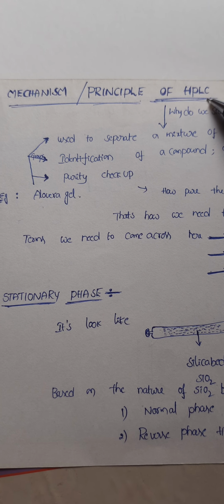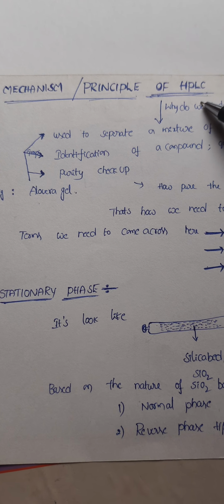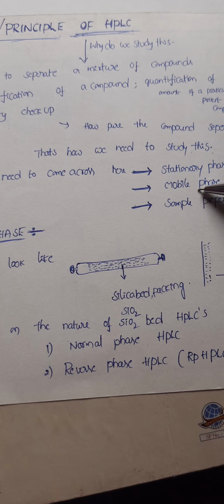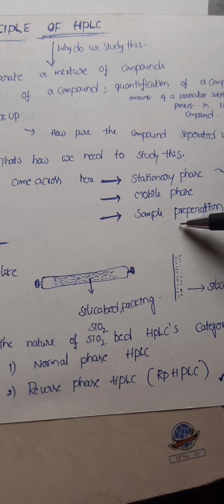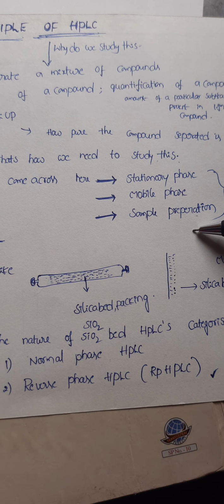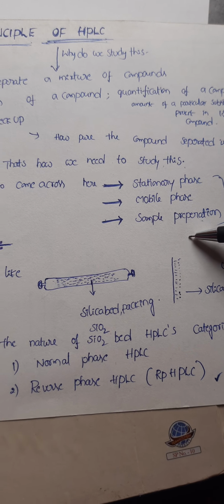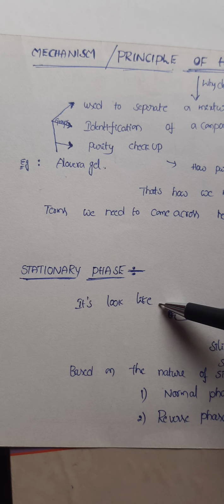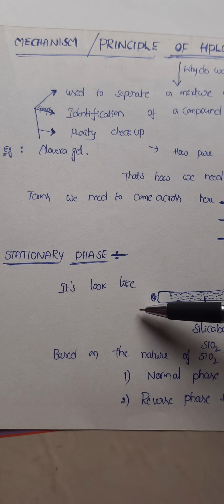high performance liquid chromatography. The terms we come across here are the stationary phase, mobile phase, and the sample preparation. By the aid of these three, the compounds get separated, which is simply said to be the mechanism of this particular technique. Right, yes, coming to the stationary phase. Again, we have a question: what is the stationary phase?